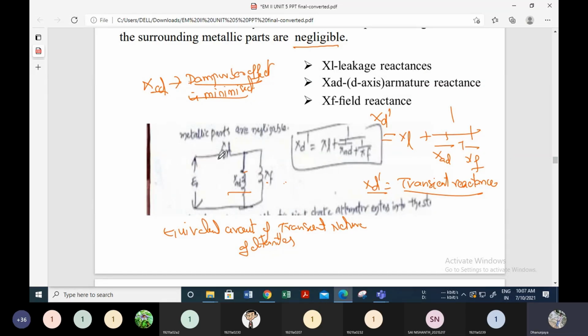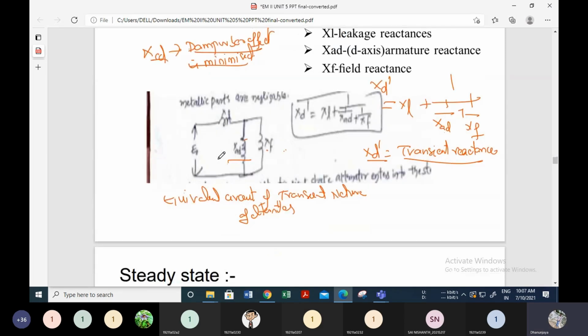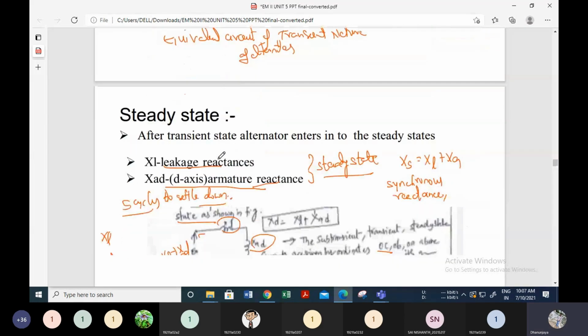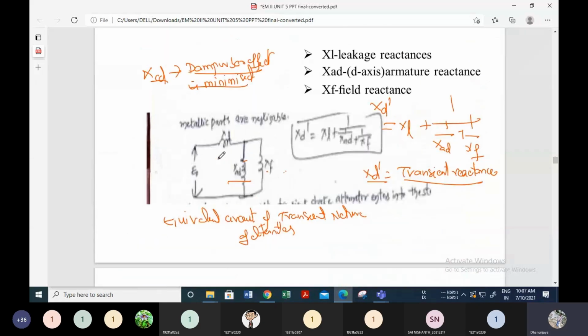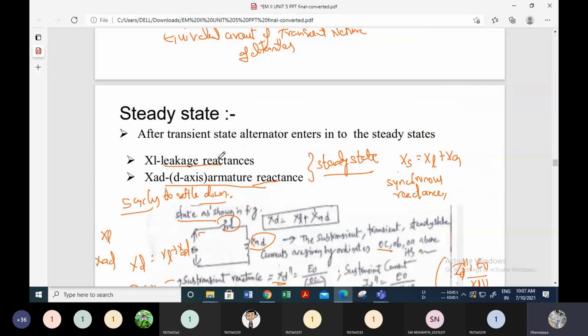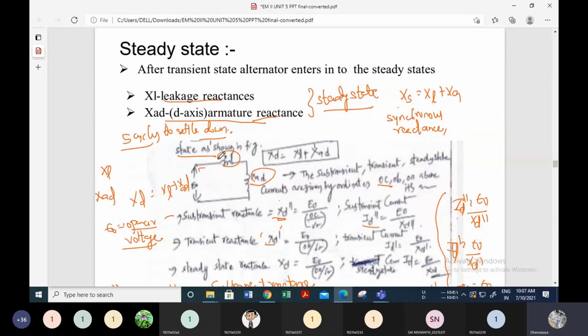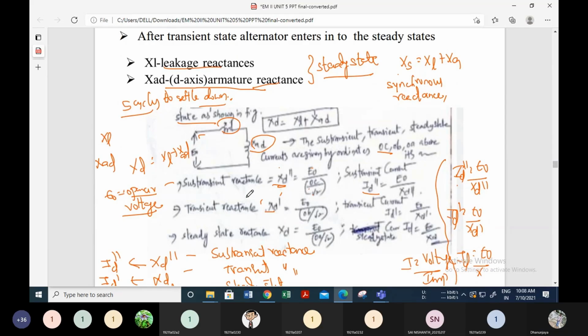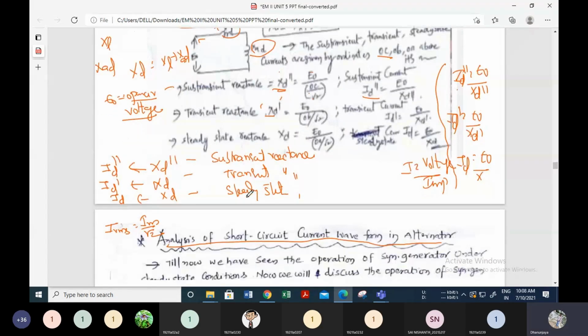This reactance is ignored in the transient case. This transient case exists for 2 to 5 cycles. Again in the steady state, the effect of field reactance XF is minimized, so it is also ignored, and we can see the final circuit as XL in series with XAD.